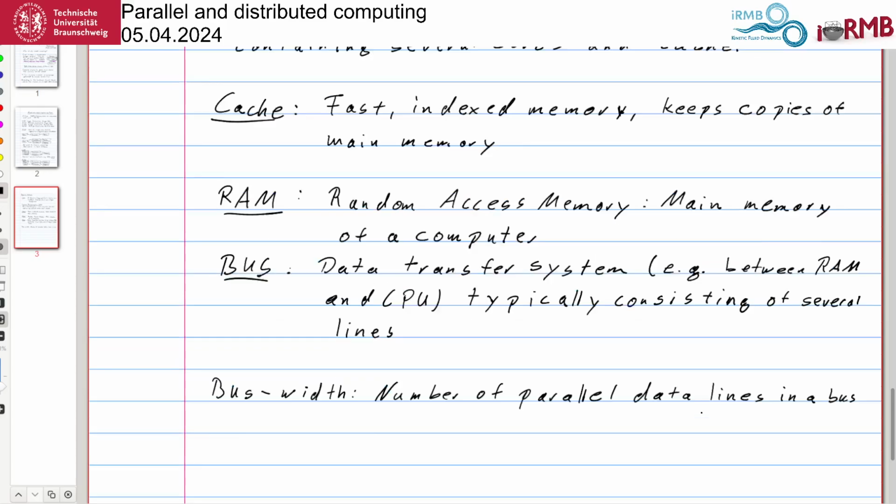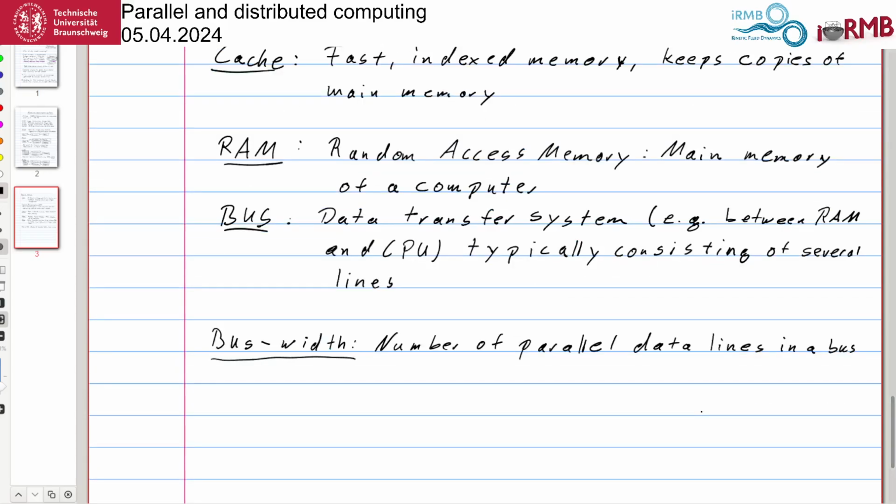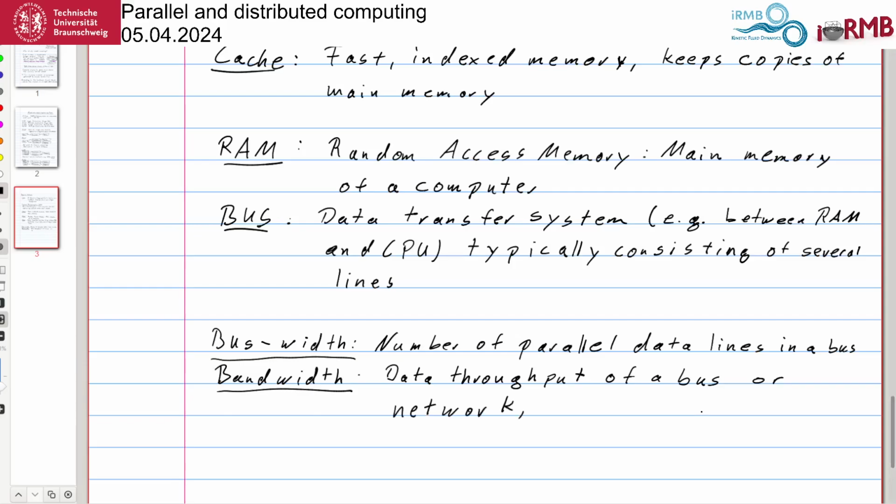And then, so this is an important thing for us, and another important thing for us is the bandwidth. Don't mistake bandwidth with bus width. Bandwidth is something different. This is the data throughput of a bus or a network, and this means it's the time.